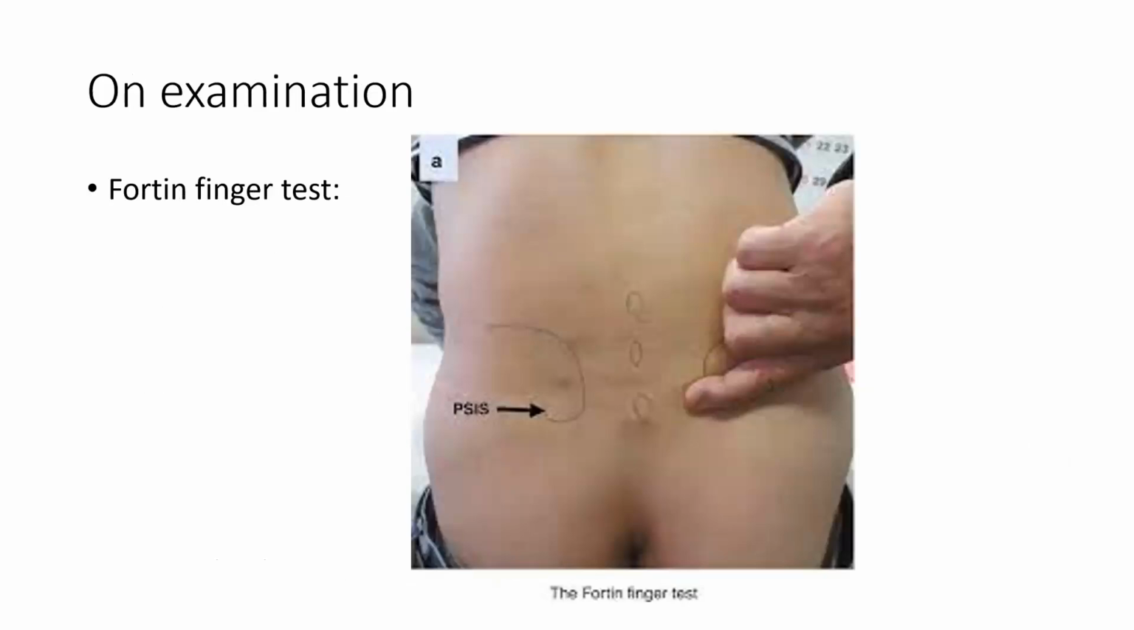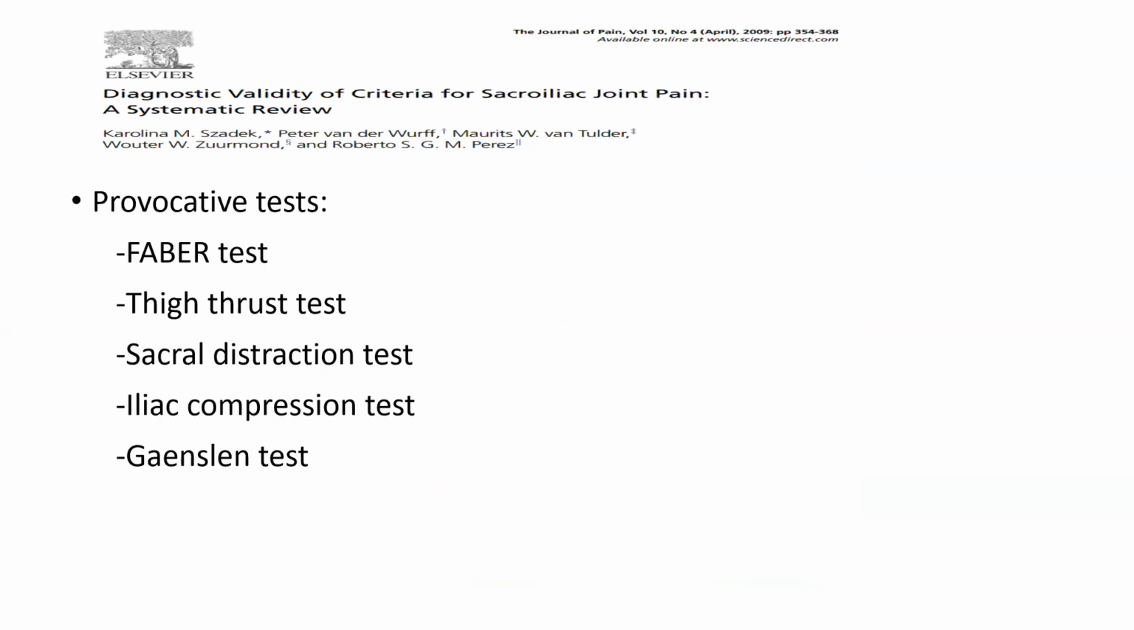Coming to investigation, examination: the one-finger test. When the patient is asked to point to the most tender or painful spot, the patient usually shows the posterior superior iliac spine. And special tests, the provocative tests, are Faber's test, Thigh thrust test, sacral distraction test, iliac compression test, and Gaenslen's.